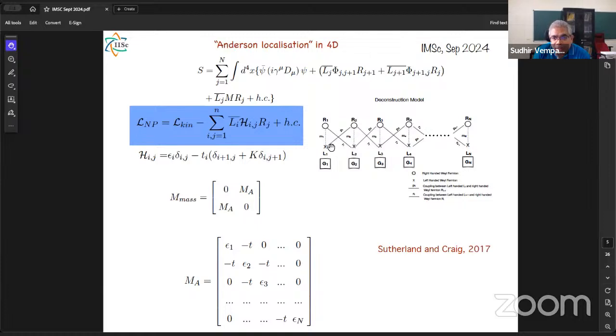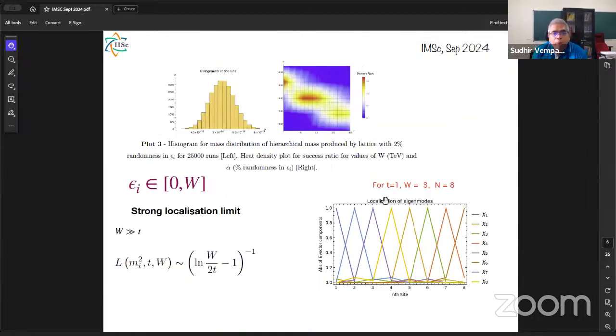Now, what happens if you have a chain like this? Once you make them completely random, because this comes from a fundamental theory, in an effective theory, what happens is, if you vary the epsilons, the diagonal mass terms, in a range from 0 to 8, all the wave functions of this particular Lagrangian are completely localized.